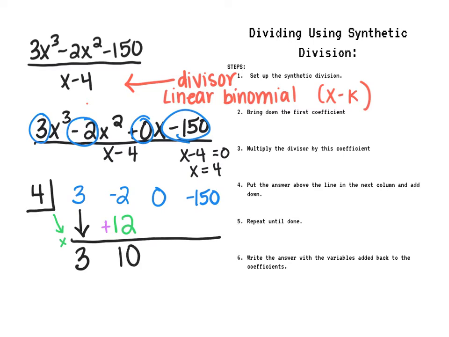So we're going to take -2 plus 12, and that's going to give me positive 10. Now you're going to repeat this process again with the 4. So we're going to take the 4 and multiply that by 10. So 4 times 10, that's going to give me 40.